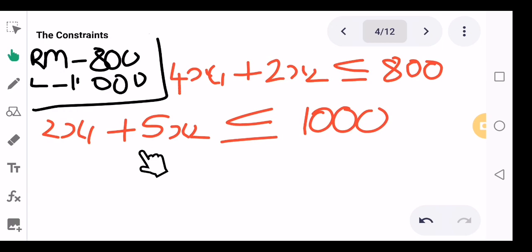labor hours should not exceed 1000, because 1000 is the maximum labor hours available. So this total, that is 2x1 plus 5x2, can be equal to 1000, or it has to be less than 1000. Either it can be equal to 1000, or it can be less than 1000. That's how I got this equation. This is the constraint with regard to labor. Okay, so these are your constraints.